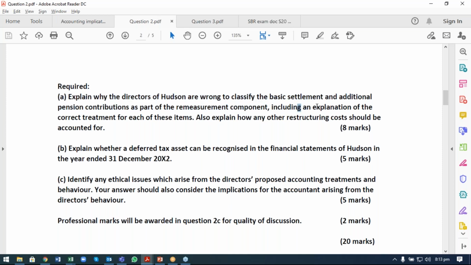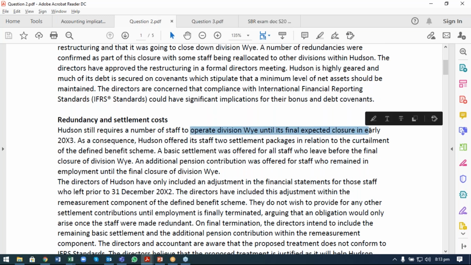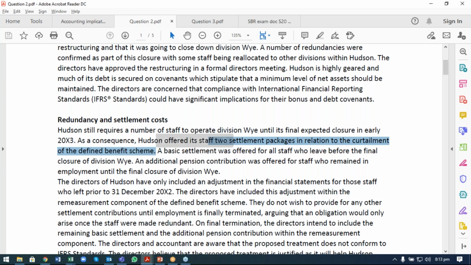So how are you going to account for the items mentioned within this statement? We'll be looking into restructuring later on, but I'm going to suggest how those items mentioned in the exam should be accounted for. So there are two things. Hudson still requires a number of staff to operate the division. As a consequence, Hudson offered its staff 2 settlement packages in relation to the curtailments of its benefit scheme. First thing, there is a curtailment. Even if Hudson is going to charge this curtailment, or the management of Hudson has announced, or directors have proposed to charge this curtailment to the profit and loss account, there is no further information provided for this curtailment. Obviously, as the department is going to be redundant, the redundancy should be made to this.